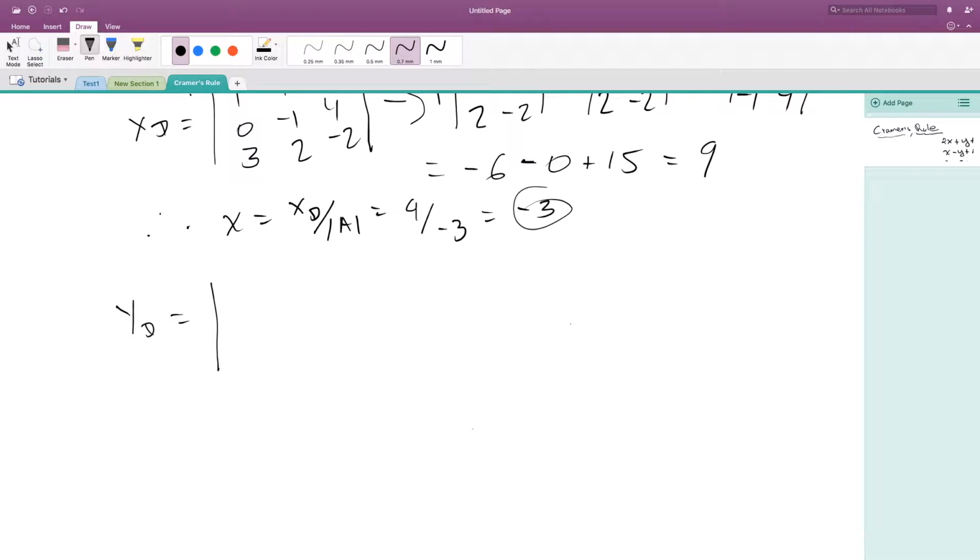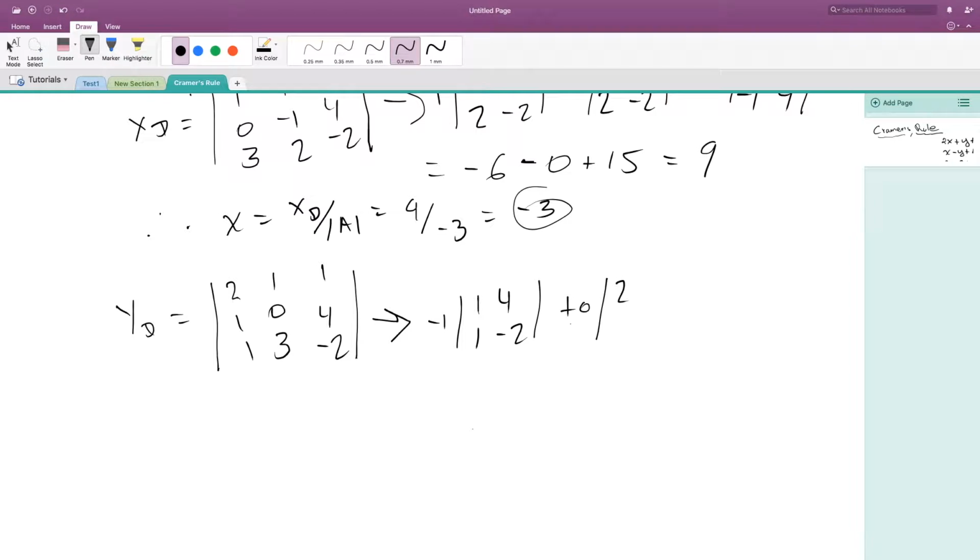For y, I'm going to have the same thing, but this time I'm going to change the middle column. So I'm going to have 1, 0, 3, 1, 4, -2. Here I have -1, 1, 1, 4, -2, plus 0, 2, 1, 1, -2, -3, 2, 1, 1, 4.